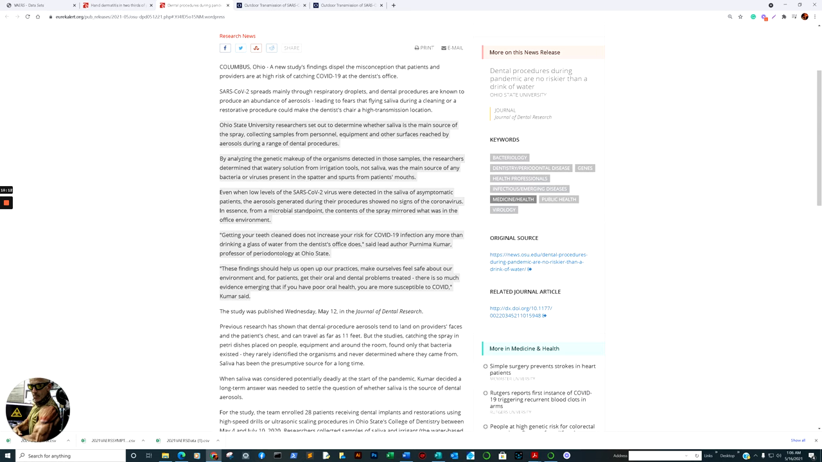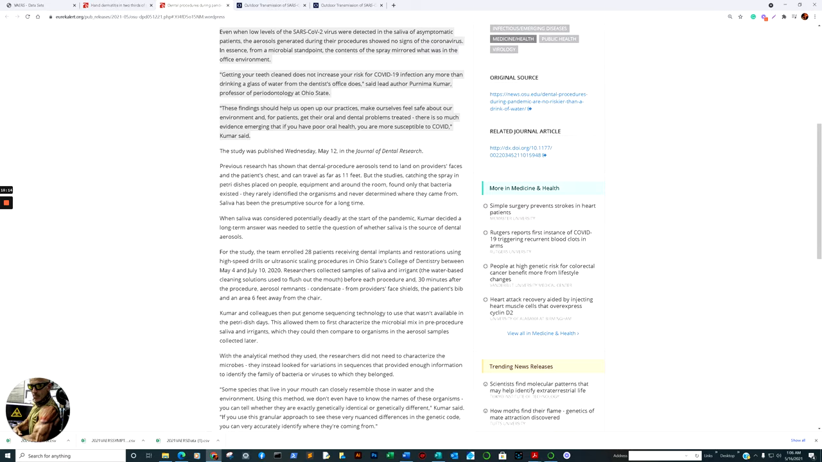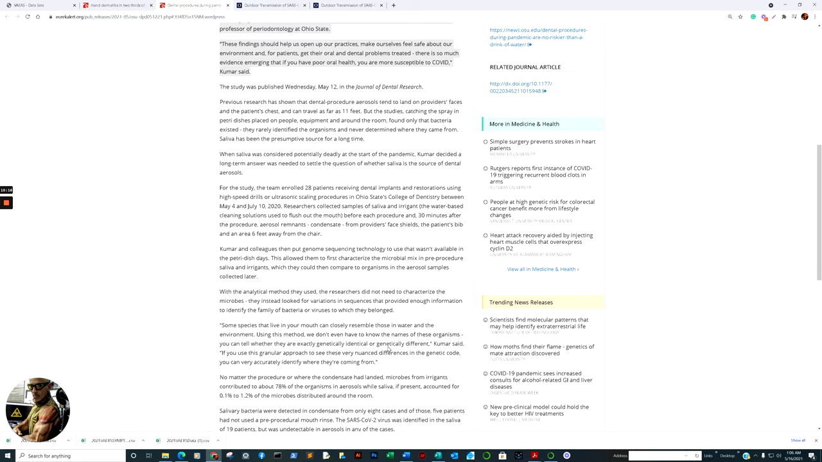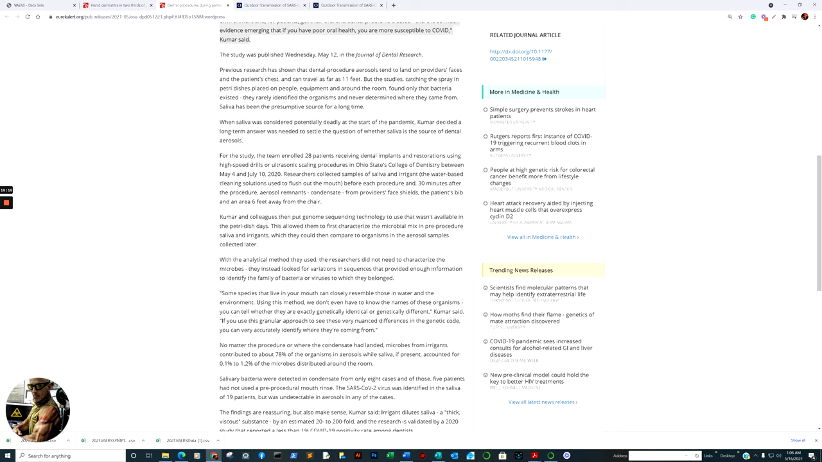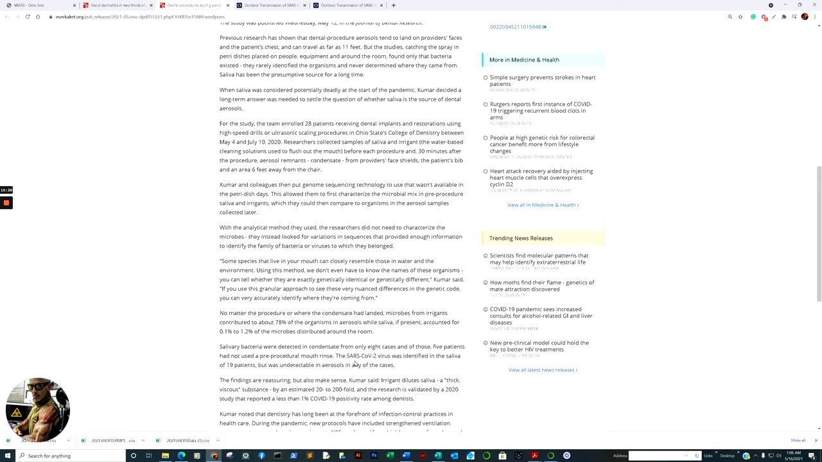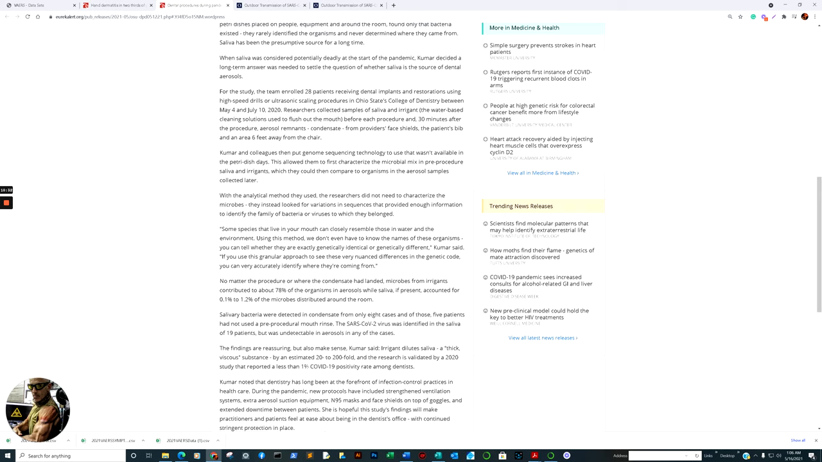And again, it shows right here. Let's see if it goes down to the, no matter what procedure, microbes from irrigants contributed 78% of the organisms in aerosols, while saliva, if present, accounted for 0.1% to 1.2% of the microbes distributed around the room. And it goes right here. Here it is. The findings are reassuring and let us make sense.